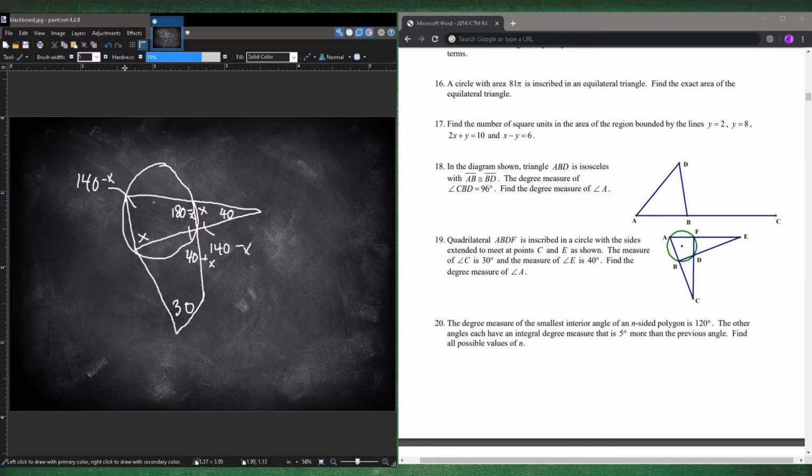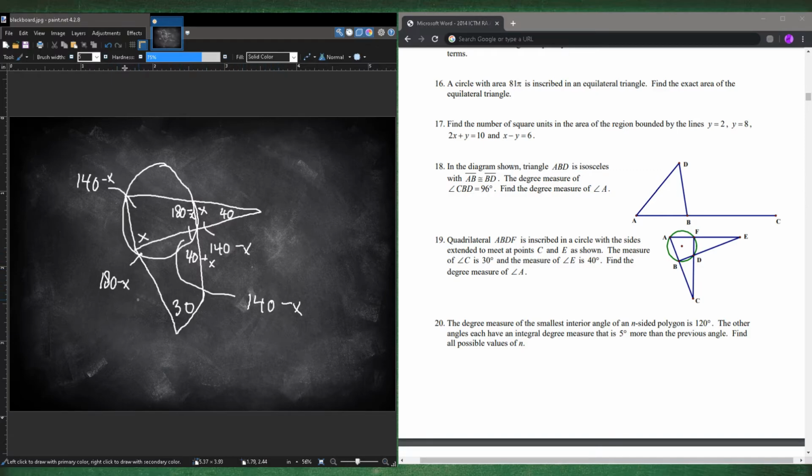Okay, so it's the same thing with this triangle over here. It's not drawn perfectly. That means this angle has to be equal to this angle right here, right? Because it's a straight line, this is 180 minus x. And this is a straight line, so this is 40 plus x, so this angle has to be 140 minus x, right?